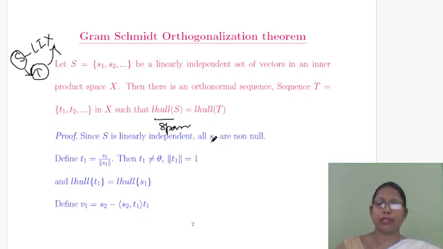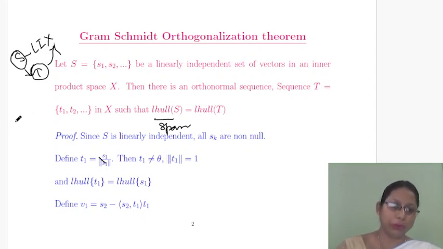If any one of the Sk is a null vector, then with a non-zero coefficient in a linear combination of S1, S2, ..., this set of vectors S is linearly dependent. Therefore, all these Sk are non-null. Next, we define T1 equal to S1 by norm of S1. Then, since T1 is defined in terms of S1 and Sk are non-null, this T1 is a non-null vector.